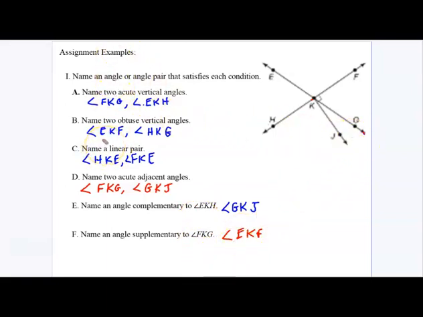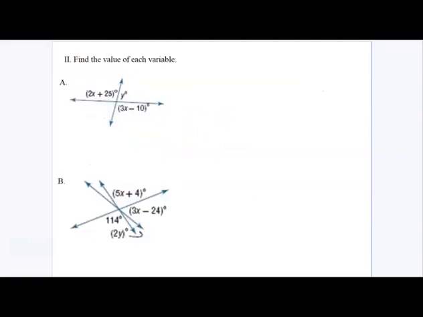So your homework will involve turning to your homework page. It looks like problems 8 through 17 will look like this type of activity. And then when you get down to problems 19 to 24, you'll be doing problems like this. Find the value of each variable, finding x and y.